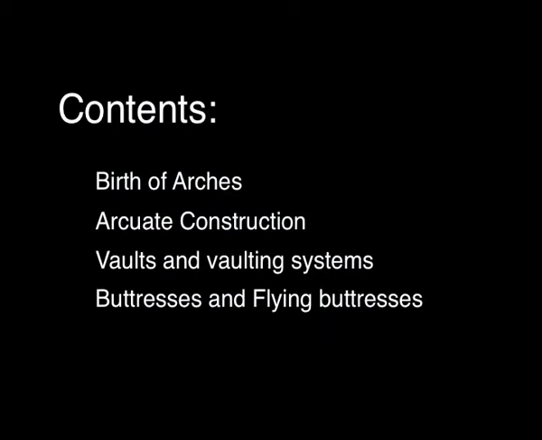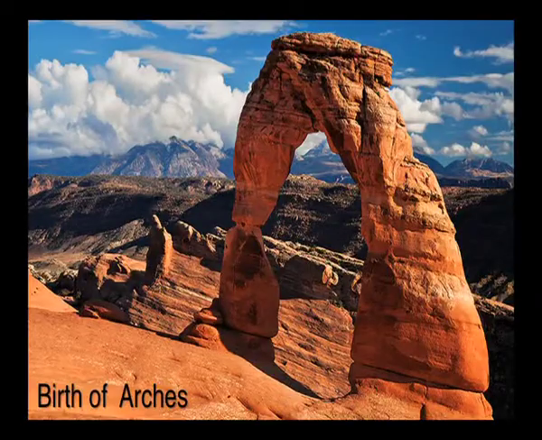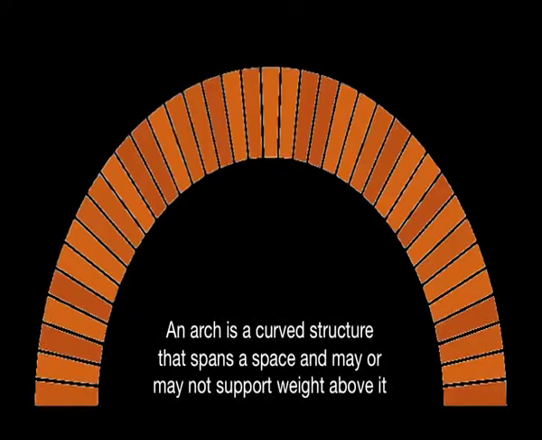Now, in this series, we will be looking at the birth of arches, arcuate constructions, vaults and vaulting systems, buttresses and flying buttresses. Let us move on to arches. This is an example of a natural arch which exists naturally in the world, but we are not going to look at these arches in our subject today. We are going to look at man-made arches, which have a very systematic sense of how the load is transferred from one point to another point.